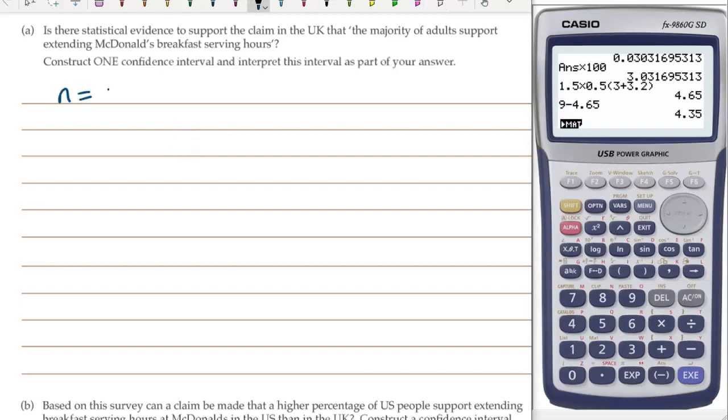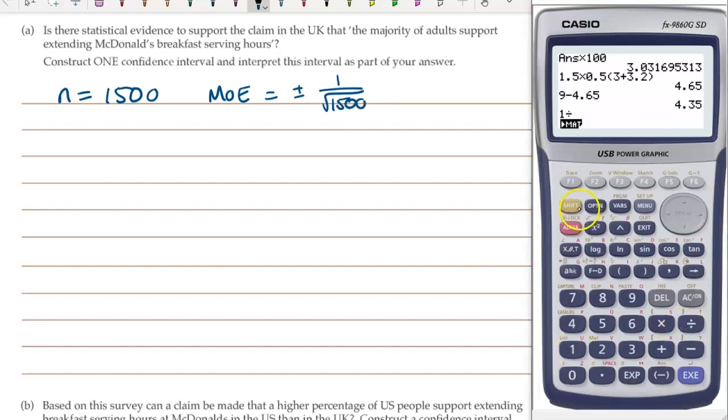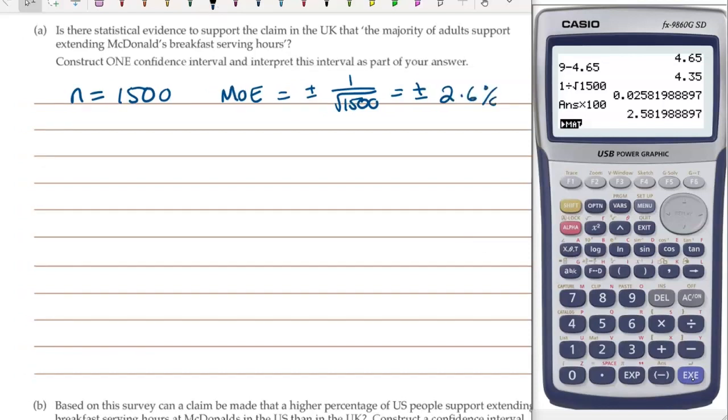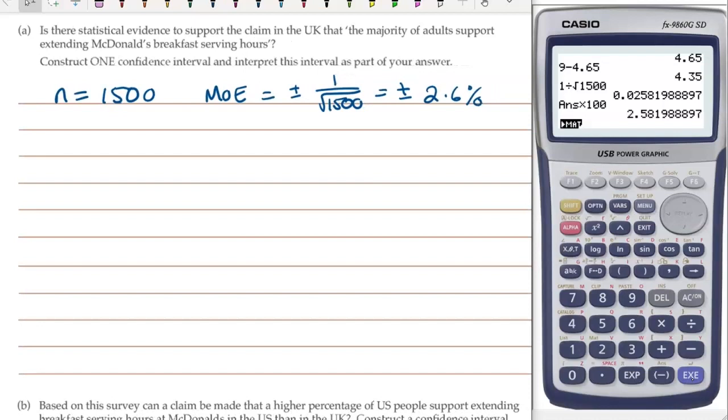For this, the number of people that were surveyed was 1,500. So our margin of error is plus or minus 1 over the square root of 1,500. So that is plus or minus 2.6%. Now construct our confidence interval.